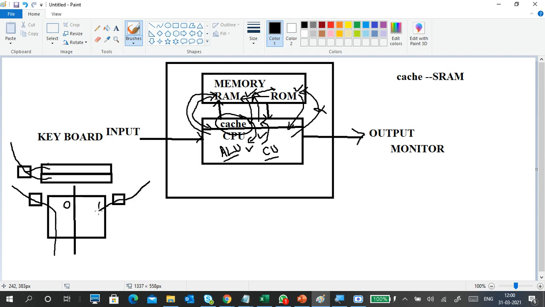Next, for example, I run two processes: one process is handled by one cache, one core, and another process is handled by this one. So multiple processes we can handle easily.